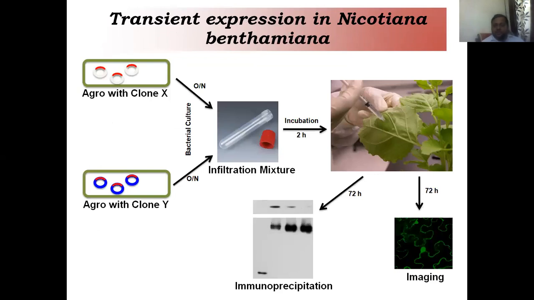Now, this is just an example of transient expression in plants. Nicotiana benthamiana, which belongs to the same genus as tobacco, Nicotiana tabacum, is very commonly used for transient expression. Here also we use Agrobacterium, but in this case we infiltrate the Agrobacterium cultures into the leaves, so it does not go through the germ line and does not lead to the formation of stable transgenics.